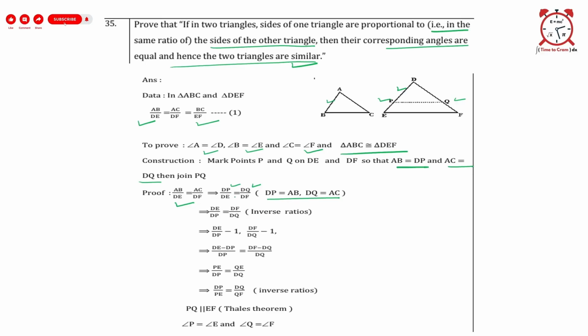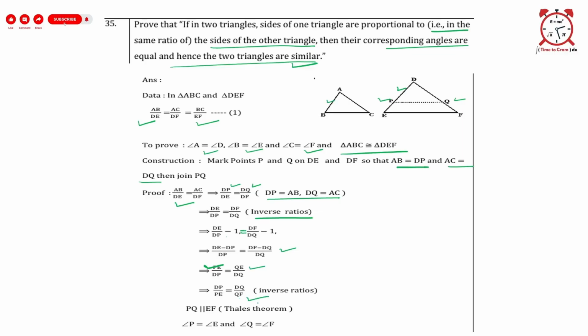After getting this ratio, we will make their inverse ratio, means we will invert it. Then we will make this, by mistake here comma, this is equal to sign. So we have to subtract 1 from both sides. After that, if we take the LCM, then we will get this step. Now DE minus DP, if you see in the figure, DE minus DP equal to PE. We are getting it from the figure. Same way, DF minus DQ is QF. Again we have to invert the ratio, then we reach the ratio DP by PE equal to DQ by QF.